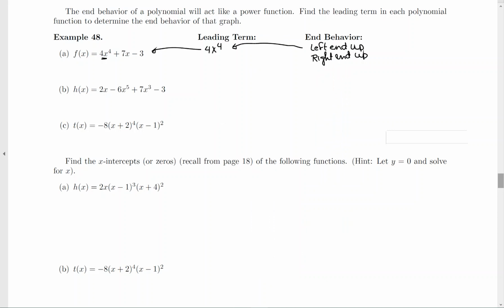So for letter B, again, this one is not written in standard descending powers of x form, but I can pick out what the largest power is by looking at the term negative 6x to the fifth. That's the biggest power, the biggest exponent in all of the function here. So negative 6x to the fifth, I can identify what the end behavior is going to be. My left end is up and my right end is down.